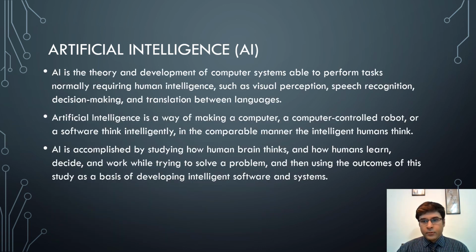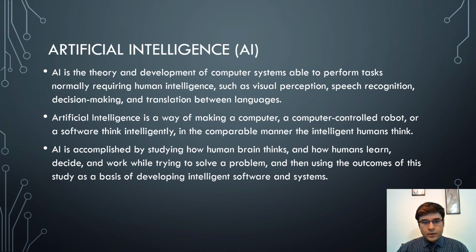In this slide, we learn more definitions of AI, wherein the first one is AI is the theory and development of a computer system to be able to perform tasks normally requiring human intelligence, such as visual perception, speech recognition, decision making, and translation between languages. So, if tasks like these are accomplished with the help of a computer system or machine, we say that we have used artificial intelligence.